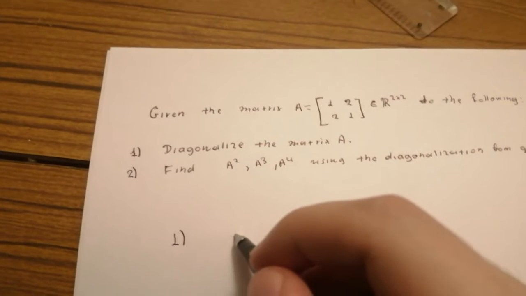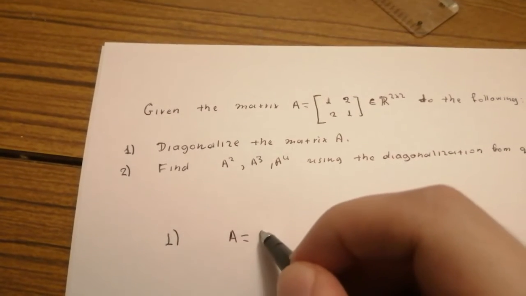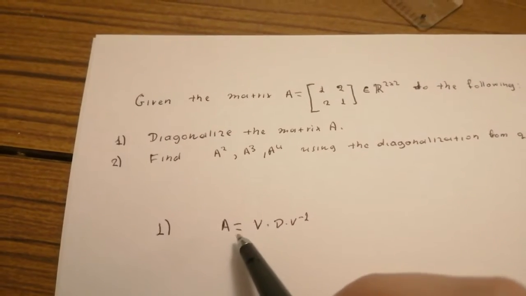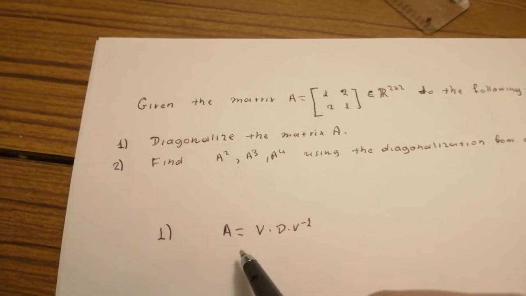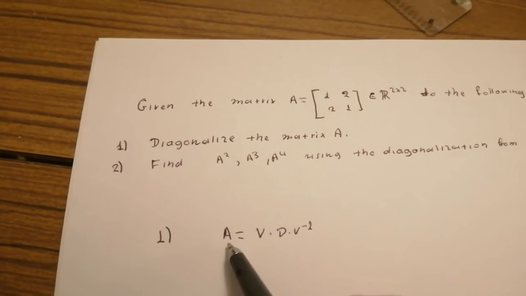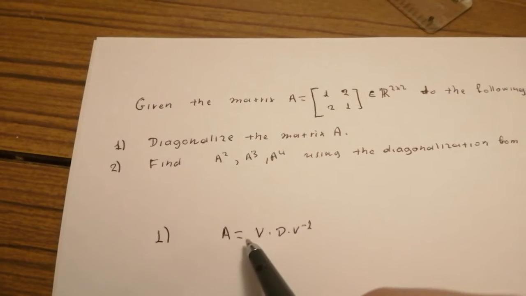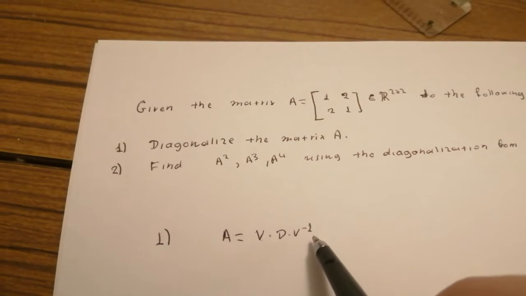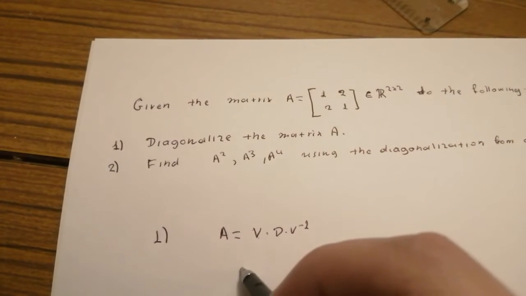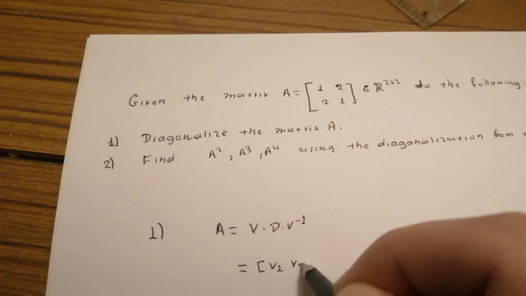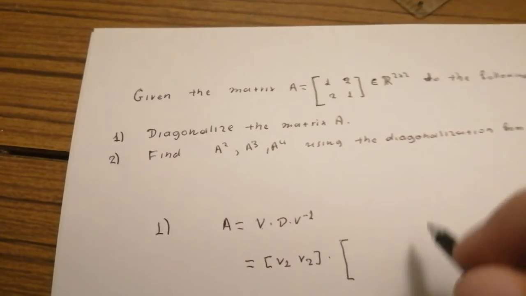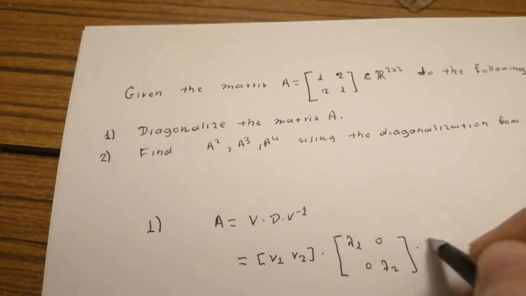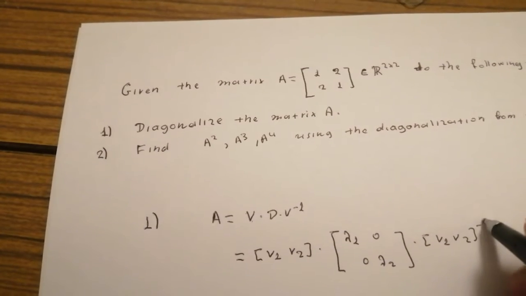First of all, the diagonalization is like this: V D V inverse. There is a theorem, but I'm not going to go into a lot of details there. We have this matrix A, and it can be decomposed into V times D times V to the minus 1. And this is V1, V2 times lambda 1, 0, 0, lambda 2, times V1, V2 to the minus 1.